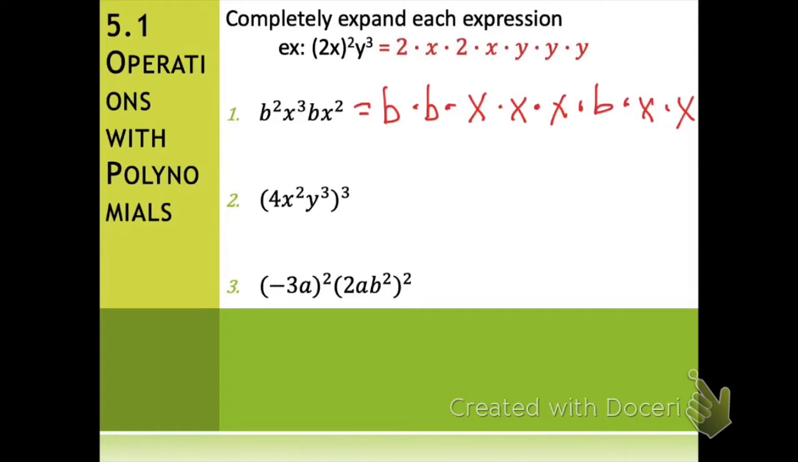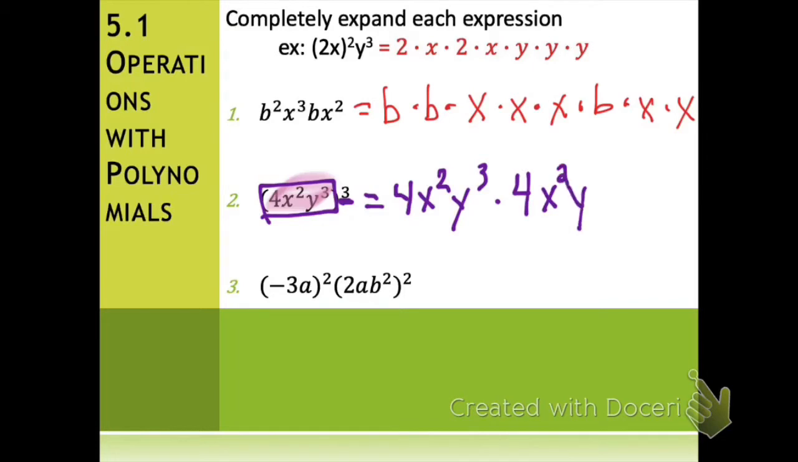Okay, the next problem is going to take me 2 steps because it's a chunk. First, this whole thing is attached to this exponent of 3, so I need to write this whole thing 3 times. So just copy it down 3 times: 4x squared y cubed times 4x squared y cubed times 4x squared y cubed.